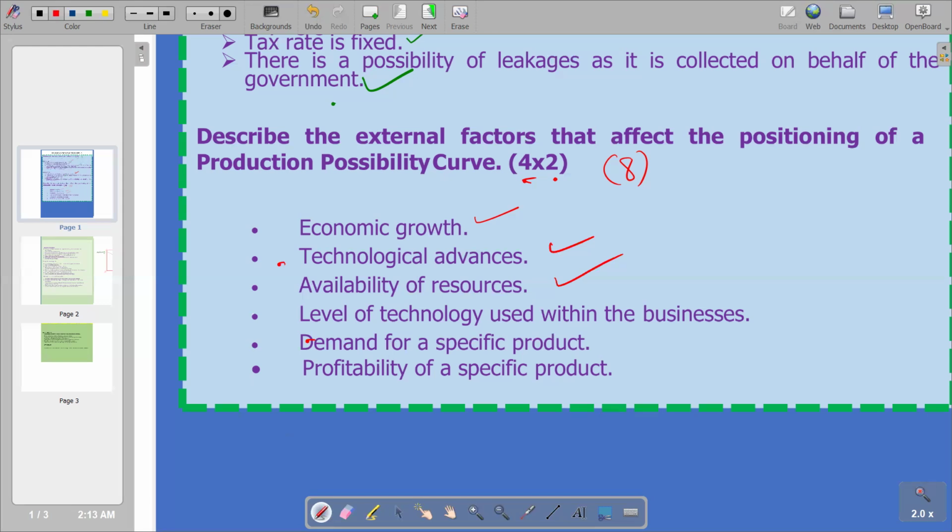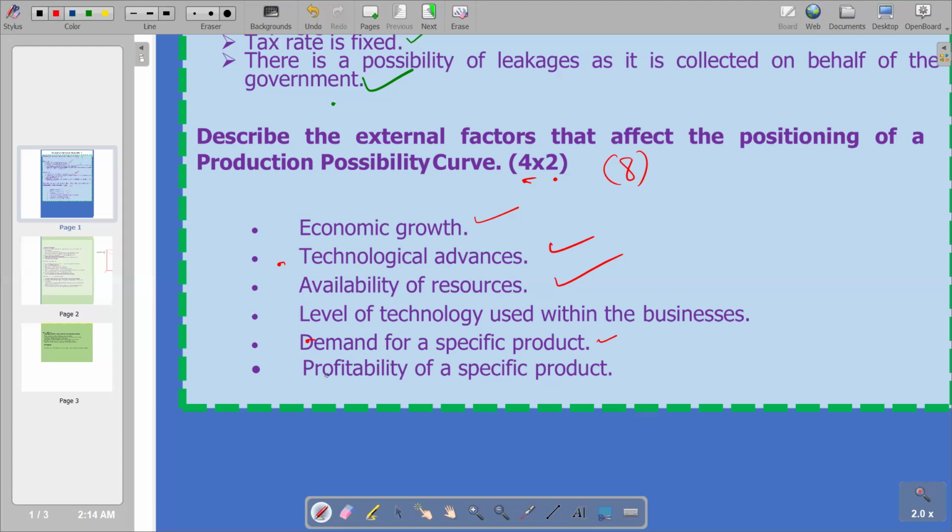If you go to the next one, it is demand for a specific good. If demand for a specific good increases, obviously the businesses that are producing that good are going to earn more revenue, and they're going to reinvest that revenue to increase profit margins, and then they're going to produce more goods and services, and you're going to see an outward shift of the PPC also. If the demand goes down, the opposite becomes true. That is, we are going to see a reduction in the total value of goods and services being produced in the country, and then we are going to see an inward shift of the PPC.